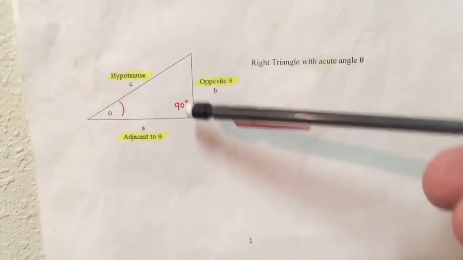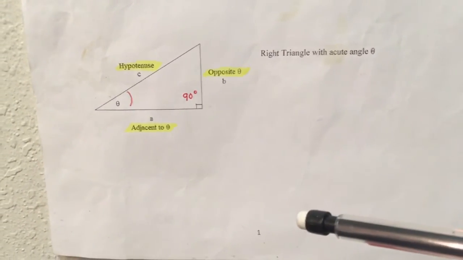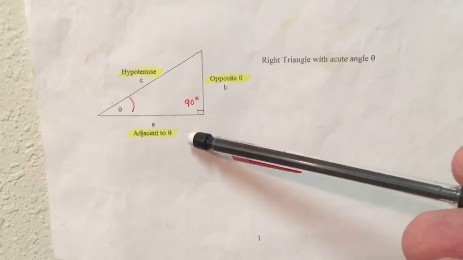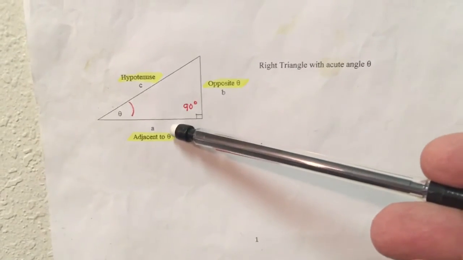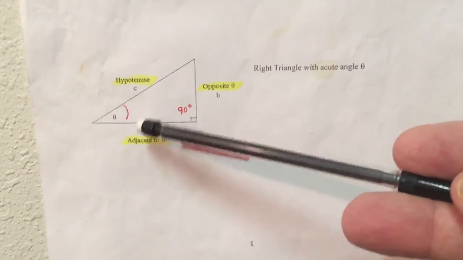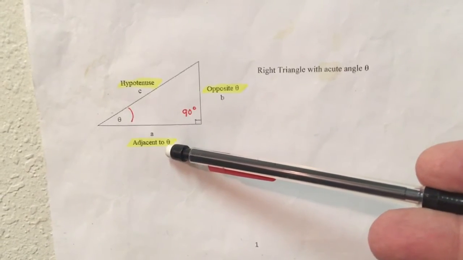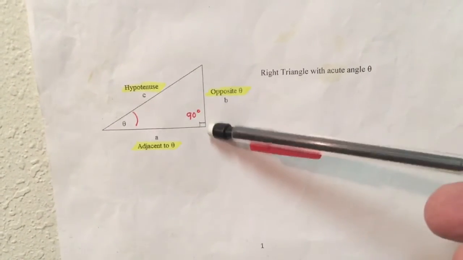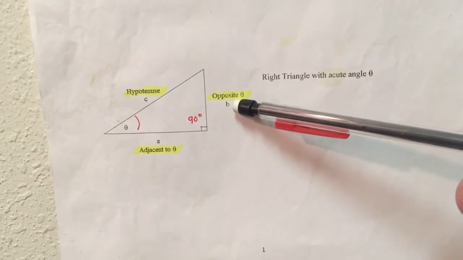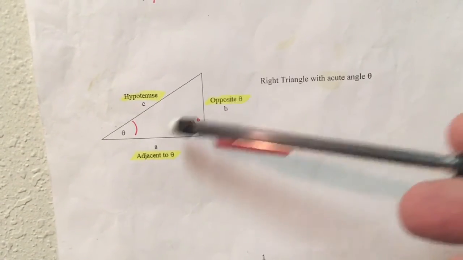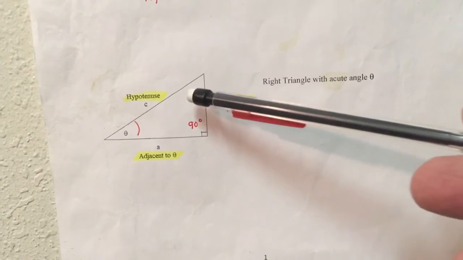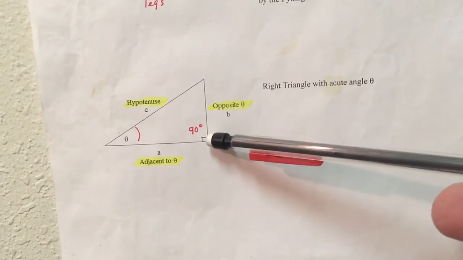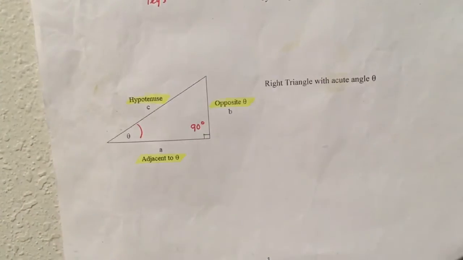The hypotenuse is still across from the 90-degree angle. The leg that is next to angle theta, we call the adjacent side because it's adjacent to theta. And this leg of the right triangle we call the opposite side because that leg is opposite the angle theta. And the hypotenuse is always opposite the right angle.